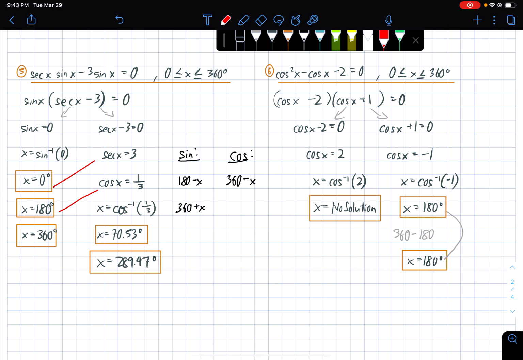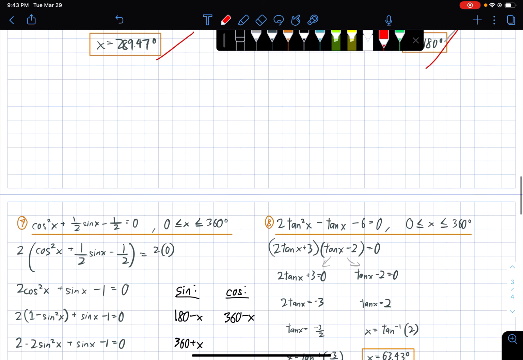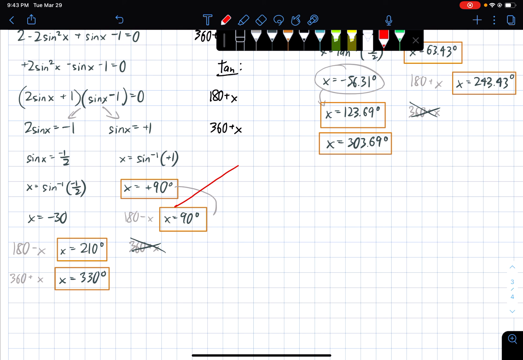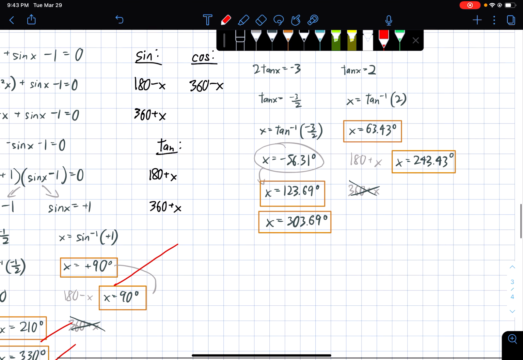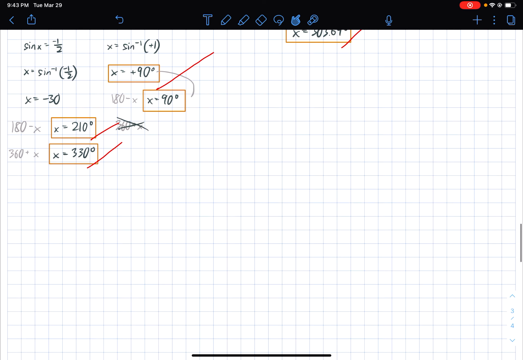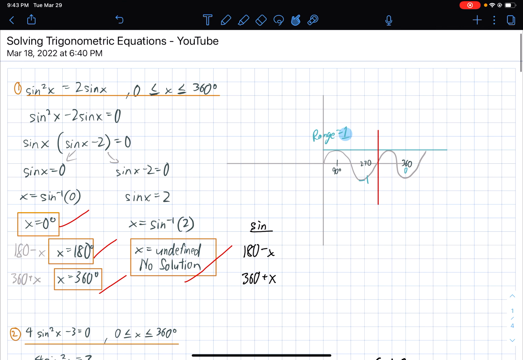Number 5, I think we have 5 solutions. x is 0, 180, 360, 70.53, 289.47. Number 6, no solution. 180 degrees, 180 degrees. Right. So for number 7, we have 90 degrees, 210 and 330 degrees. The last number, number 8, 123.69, 303.69, 63.43, 243.43. Right? Everything's correct. So yeah, that's how you solve trigonometric equations.